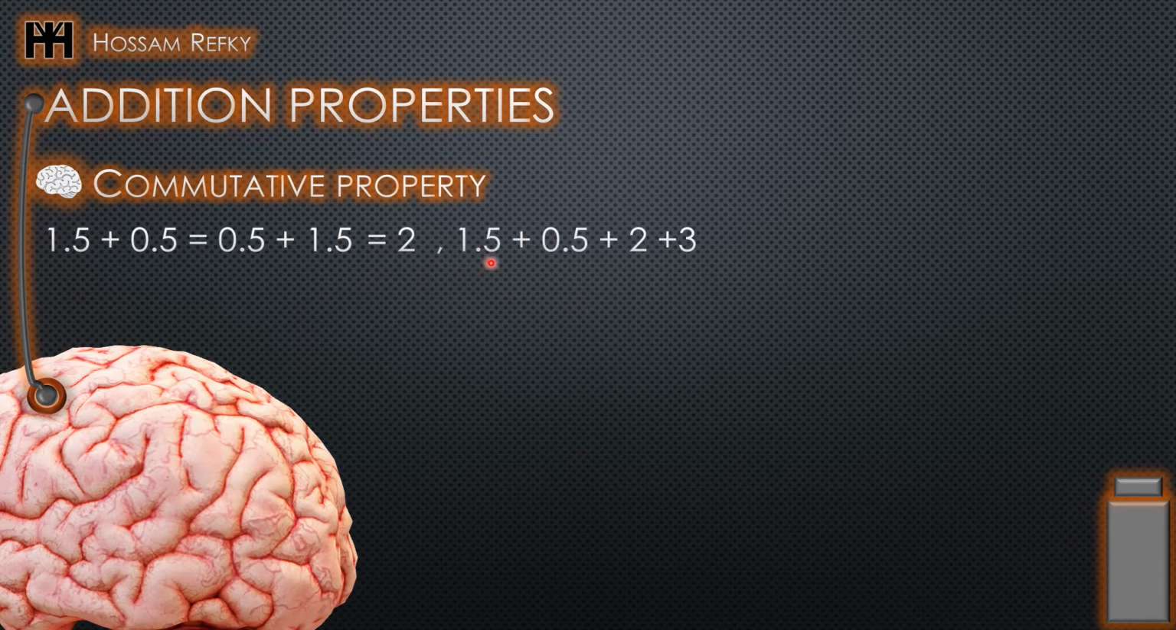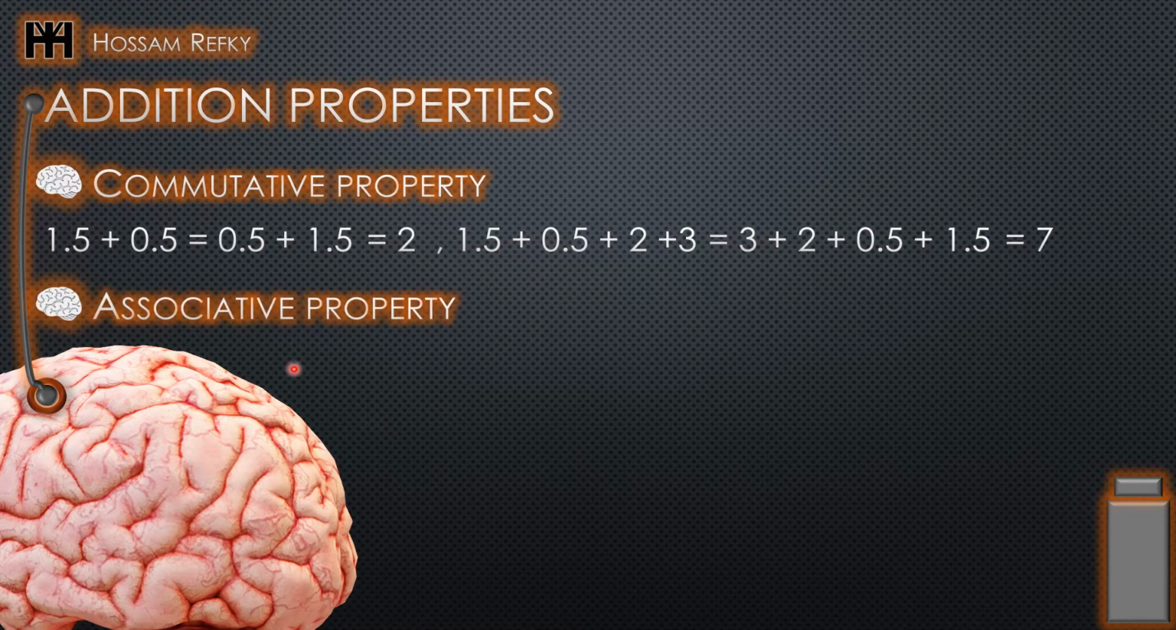Let's see here, we have 1.5 plus 0.5 plus 2 plus 3. What if we change their order: 3 plus 2 plus 0.5 plus 1.5? Nothing will happen. It will also give us the same answer, 7. So we know now from the commutative property we can take any number and put it in any place we want.